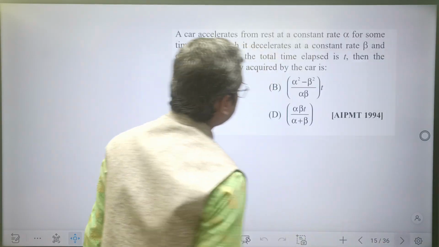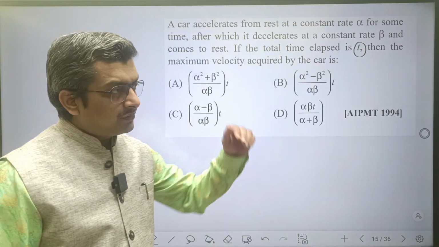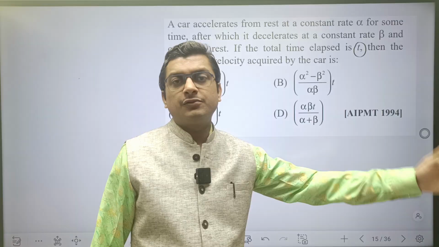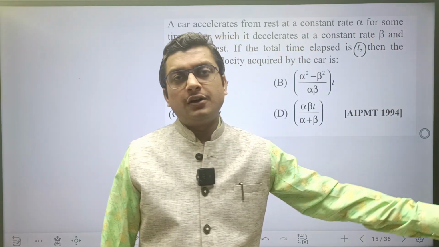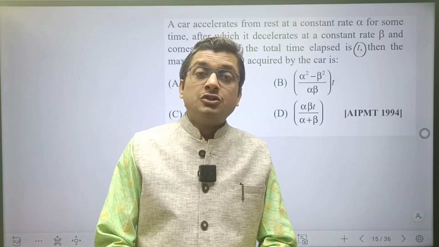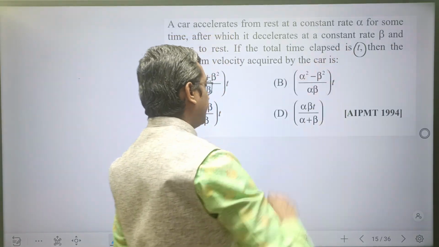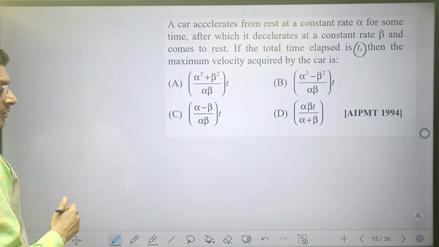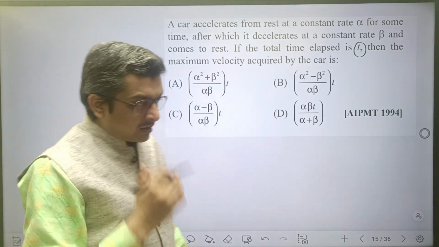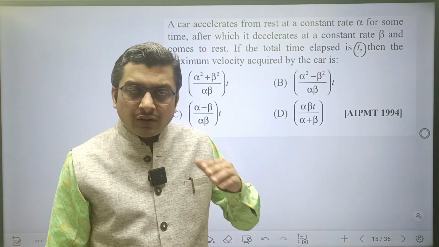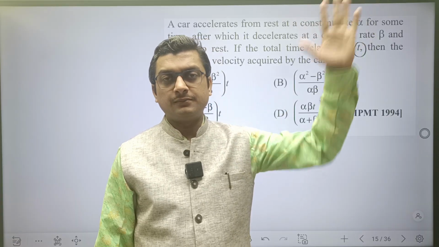Next, given that a car accelerates from rest at a constant rate alpha, and then after that it decelerates, and finally it comes to rest. So car is starting from rest, and finally it again achieves the velocity rest. So total time for which it is in journey is given as small t, isn't it? So we have to find the maximum velocity during the journey. So it is very common sense that until the acceleration is there, the velocity of the particle keeps increasing, isn't it?